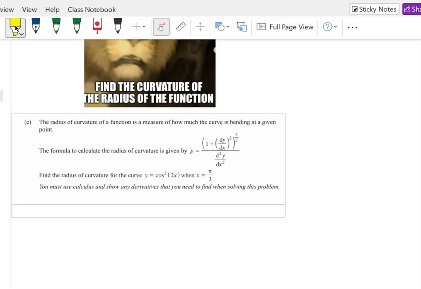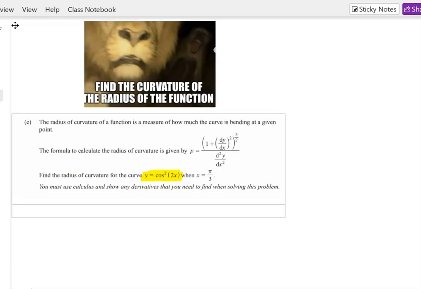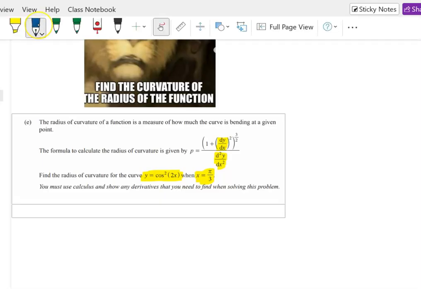Right, so we're told that the radius of curvature of a function is a measure of how much the curve is bending at a given point, and we're going to be working with this curve here, y is equal to cos squared of 2x. And we want to find the radius of curvature at a specific point on that curve, which is when x is equal to pi on 3. So we're given the formula for the radius of curvature here, and you'll see that it's got the first derivative in it and the second derivative. So we need to get on with it and work out those two things.